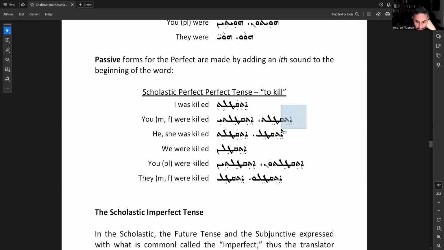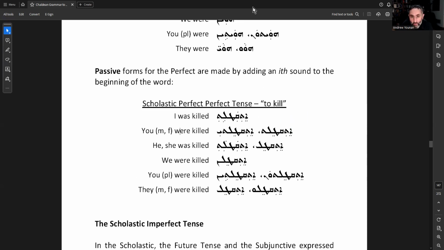Really, the only new thing is this ith. If you just remember that ith at the beginning means the passive, and then just recognize these endings, you should do just fine. Next class is the imperfect, which is the last basic tense, and then we're going to build on things from there. See you then.